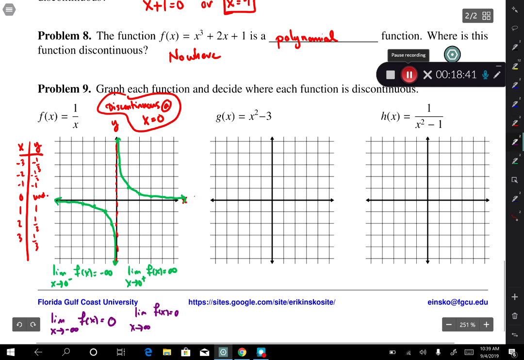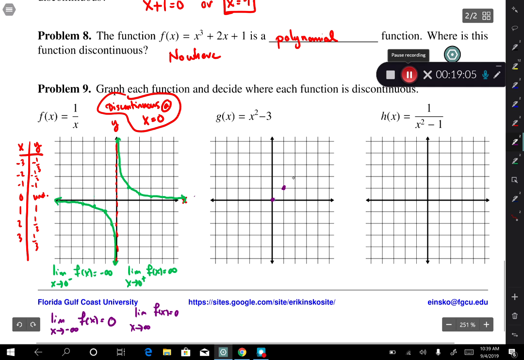Okay. Now for g of x is x squared minus 3, hopefully you know what x squared looks like. So you can either make a table if you need to plot points, or you can remember that x squared looks like something like this. It's a parabola that goes through 0, 0, and -1, 1, and 1, 1, and 2, 4, and -2, 4, and so on. And this is just x squared minus 3. So we take that shape and we shift it down.